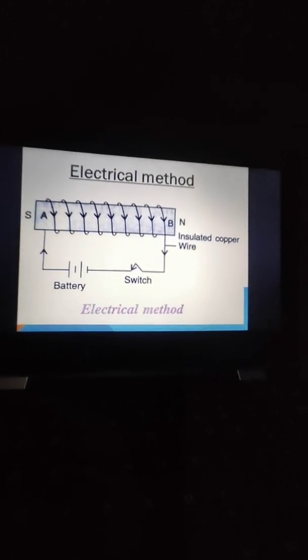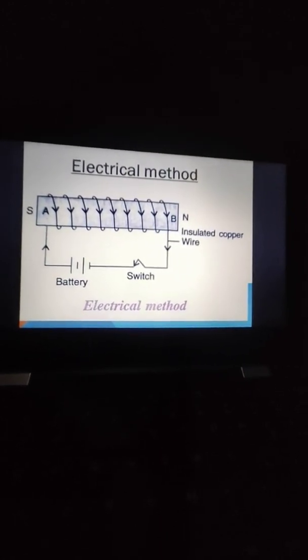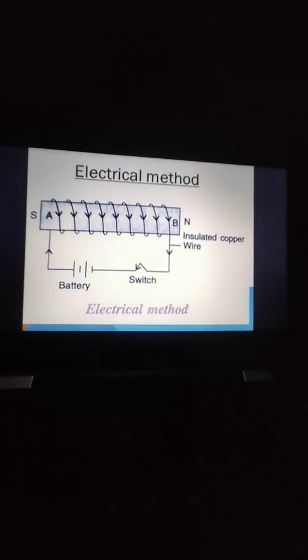Got it? So this was your electrical method. We are stopping here only.